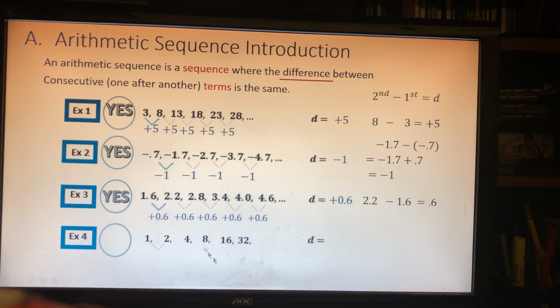But this is math, and you know we're going to show you one that doesn't work so you can see the difference. If you look at example 4, 2 minus 1 is positive 1. But if we subtract the second term from the third term, we've got 4 minus 2, which is different, so it's not a common difference. And this thing is a no, not an arithmetic sequence. So that's how you tell if a list is an arithmetic sequence.